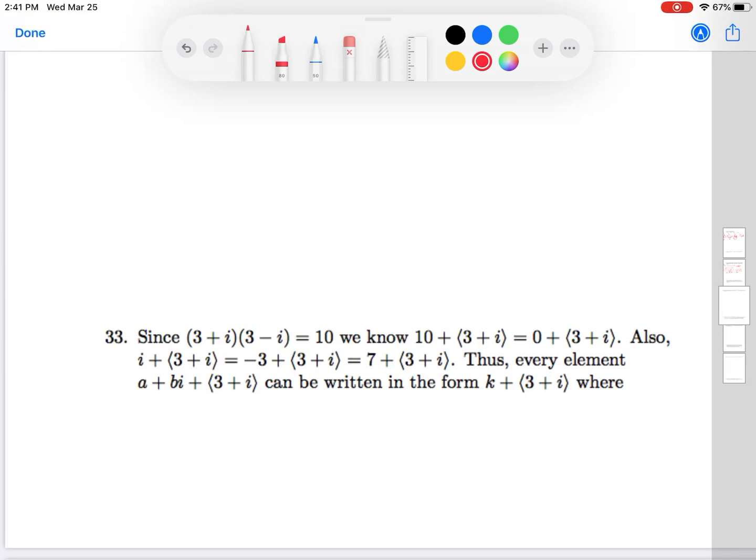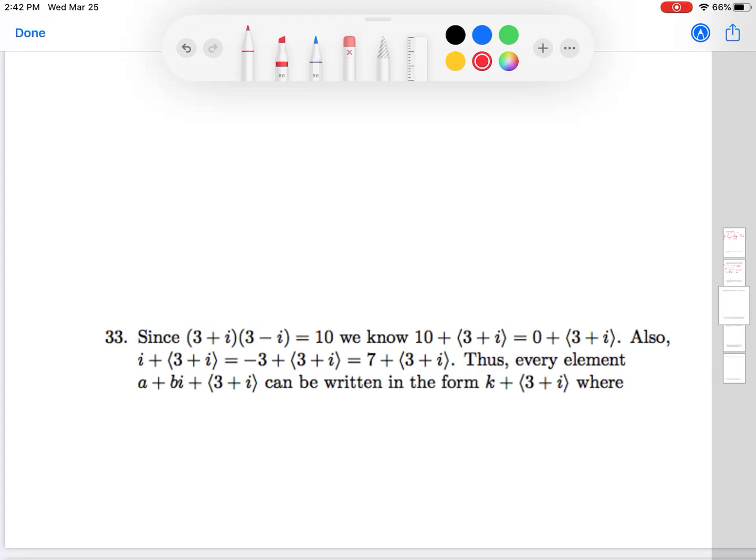So, we know that 3 plus i times 3 minus i is equal to 10. And we know that 10 plus the ideal generated by 3 plus i is equal to 0 plus the ideal generated by 3 plus i. Also, i plus this cyclic subgroup generated by 3 plus i is equal to negative 3 plus 3 plus i, which is equal to 7 plus 3 plus i. Thus, every element of the form a plus bi plus the ideal generated by 3 plus i can be written of the form k plus the ideal generated by 3 plus i, where k is an integer.